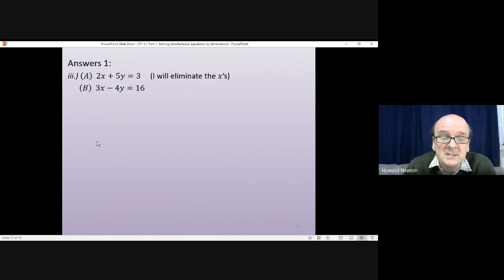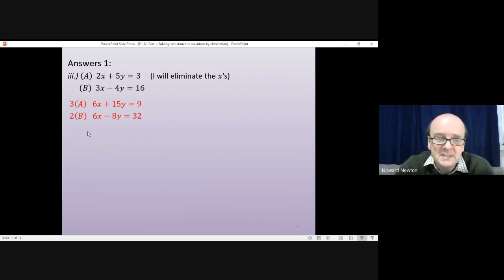The easiest way to make the number of x's the same is to choose 6 in this case, 2 times by 3. It's the lowest common multiple of 2 and 3, which is 6. So I'm going to make both x's into 6x. The way I do that is I multiply the first equation by the 3, and I multiply the second equation by the 2. So 3 times equation A gives me 6x plus 15y is 9. 2 times equation B gives me 6x minus 8y is 32.